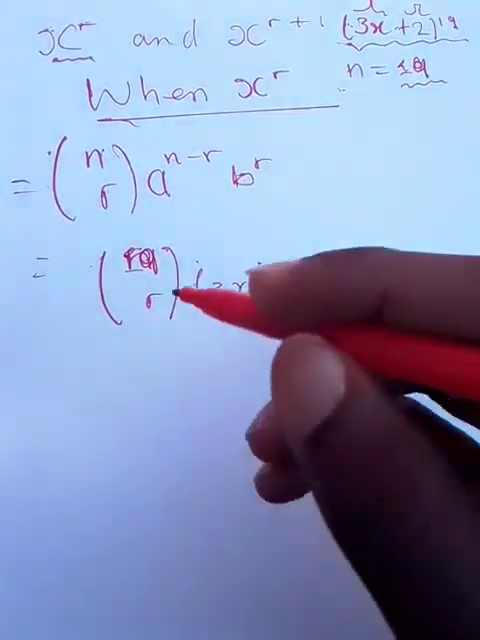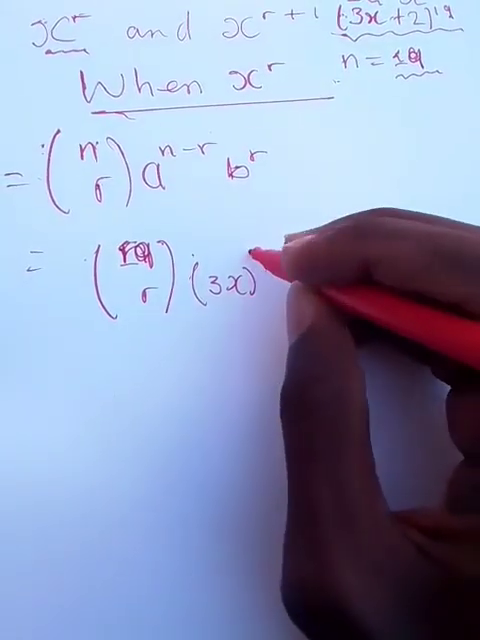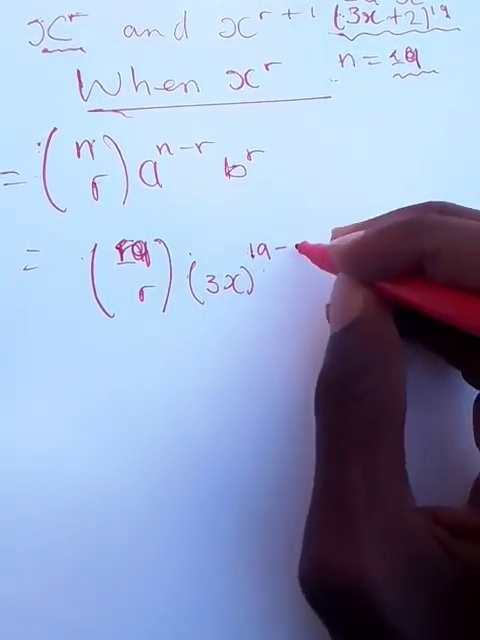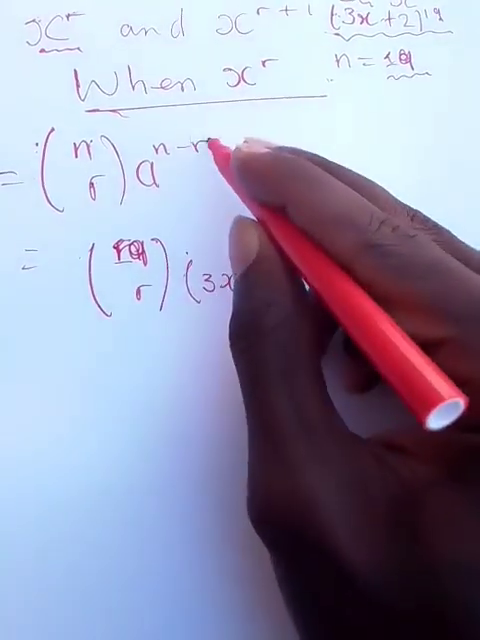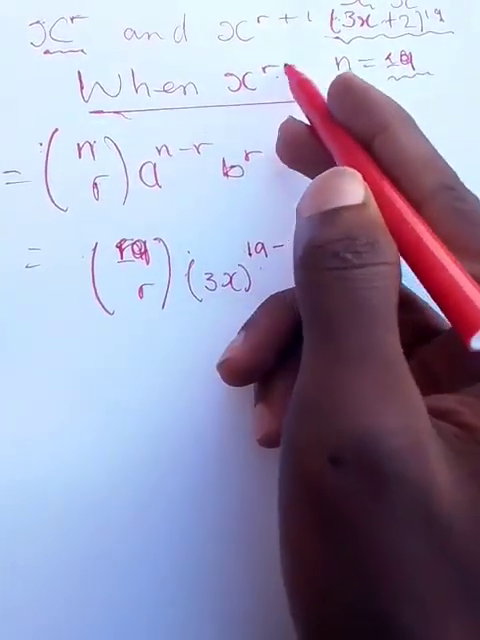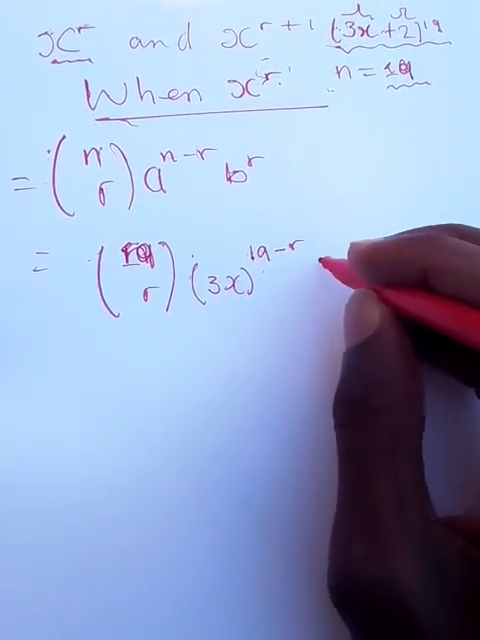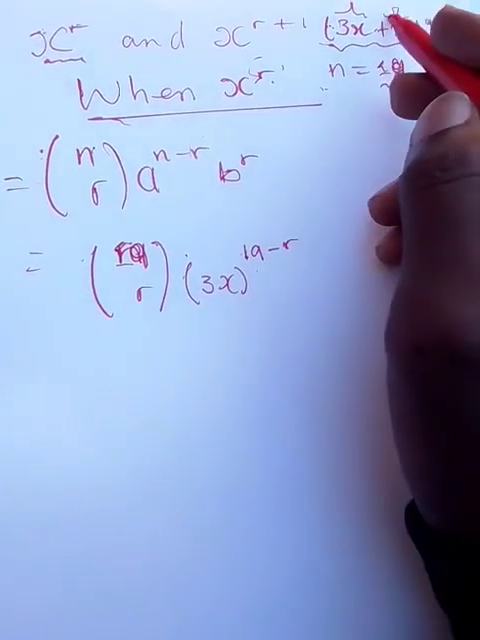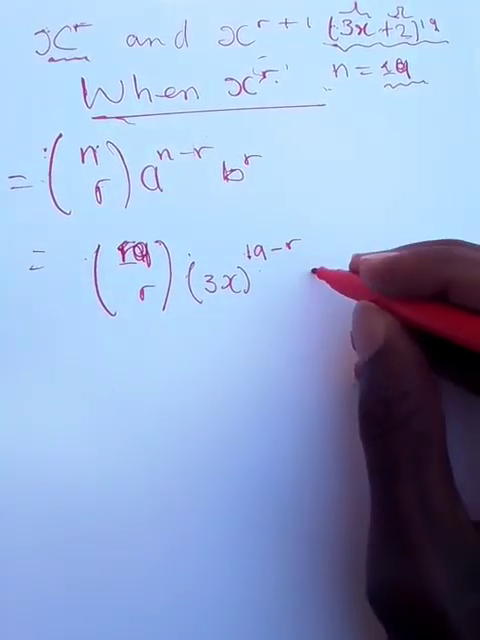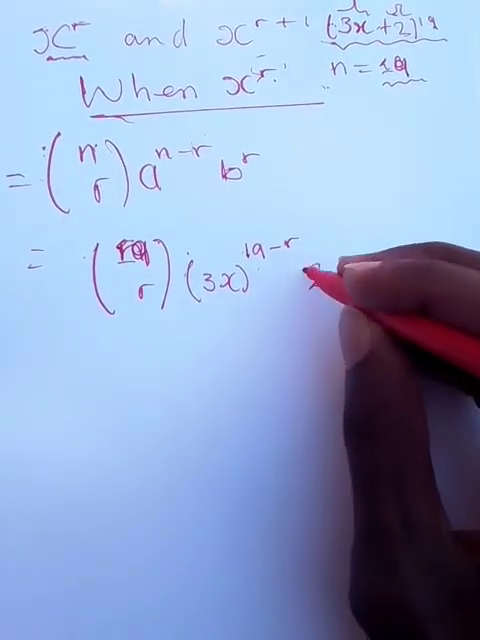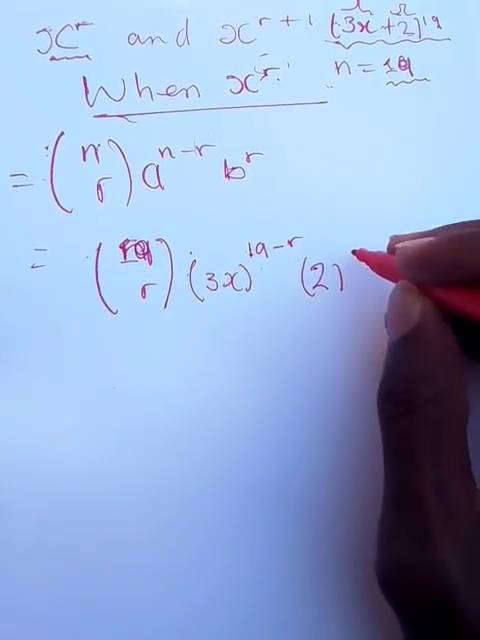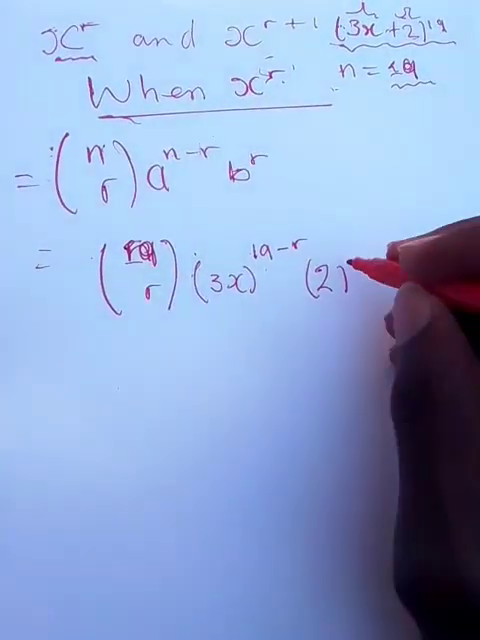Let me just write it so I can just be looking at it. So I'll say 19 minus what? Minus r, I'll just replace whatever is there. Okay, so it's going to be r, and then b. What is my b? Let's go to the binomial given, this one. So 2 is going to be my b. So I'm going to say 2, then r is going to just be r.